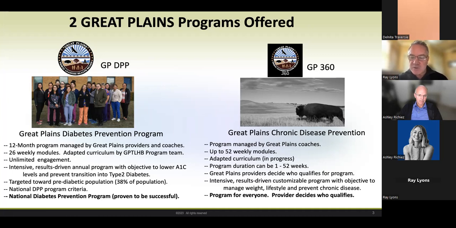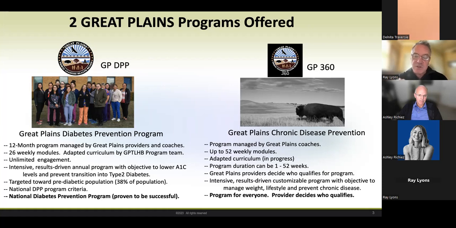But this Great Plains 360, again, doesn't have to be a 12-month program. It can be anywhere from 1 to 52 weeks in duration. So the coach and the provider will decide how long the program is, whether you want a 10-week program, a 20-week program, or a 52-week program.